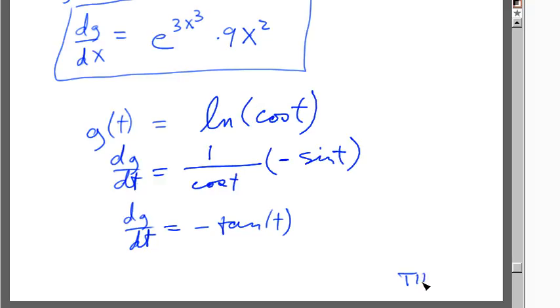And that's probably enough examples, so we'll call that the end of this screencam presentation on taking the derivative of a function of a function.